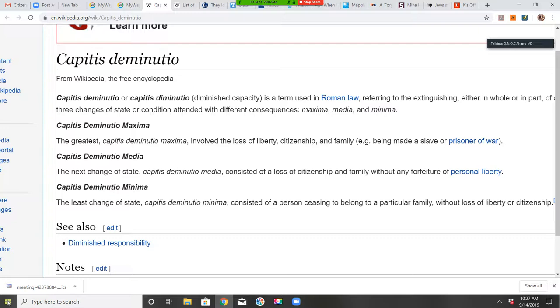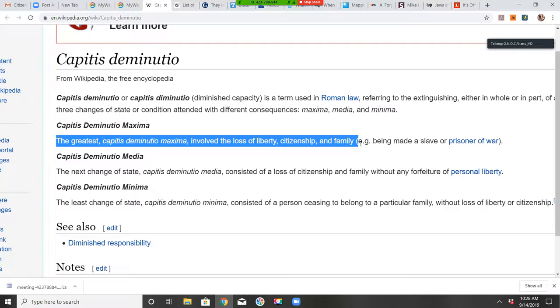Okay, I'm back. Now, we borrow from Rome this caste system. This caste system breaks up society into three major parts. This is legal capacity within a country. You have capitis diminutio maxima, capitis diminutio media, and capitis diminutio minima. Now, this is what I want to show you about the 13th Amendment. Capitis diminutio maxima, the greatest, involved the loss of liberty, citizenship, and family. For example, being made a slave or a prisoner of war.